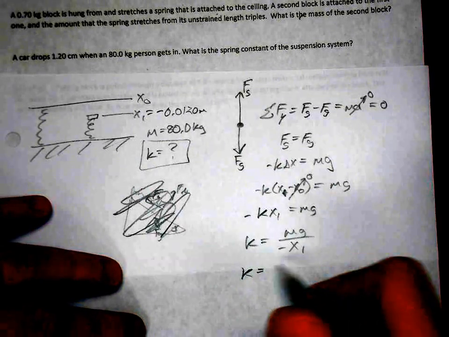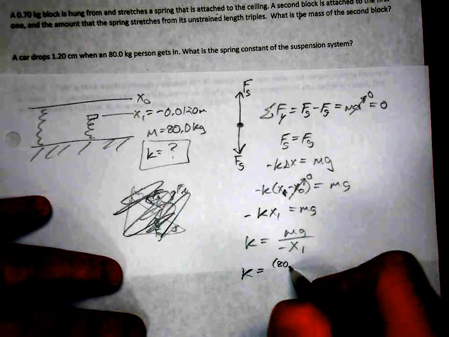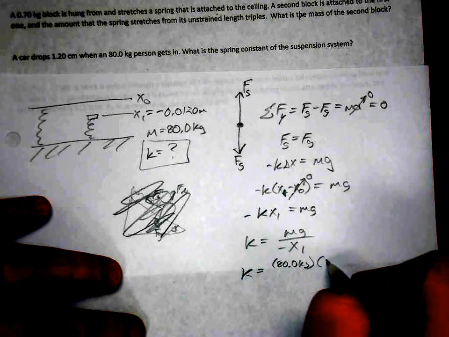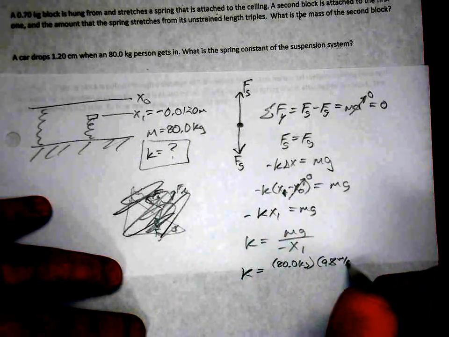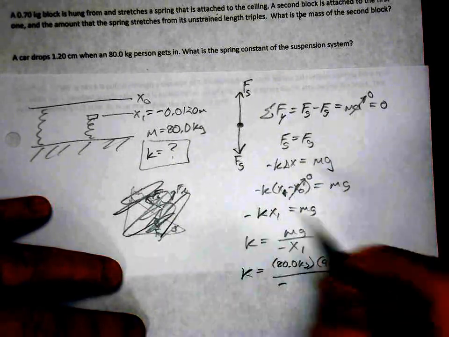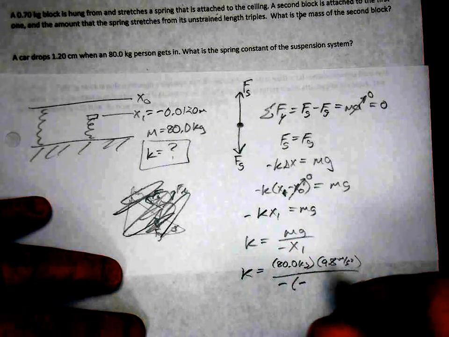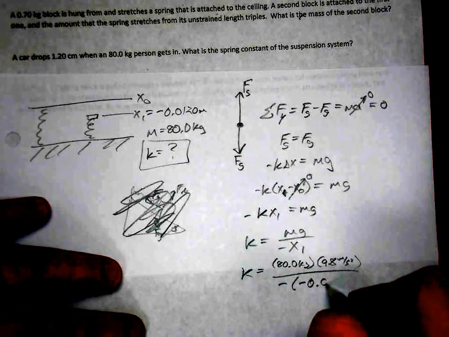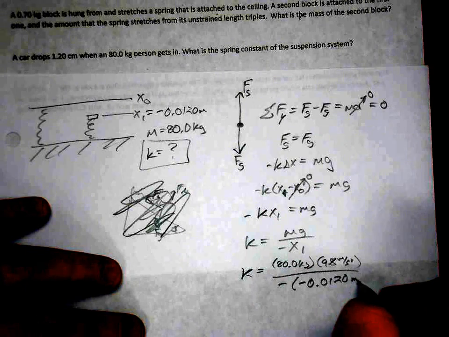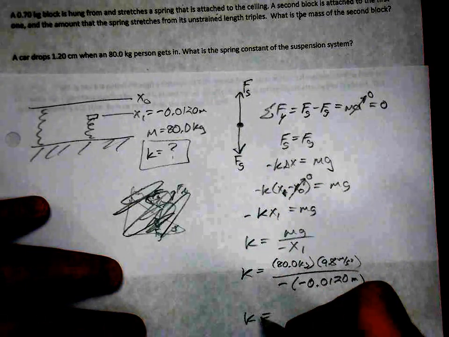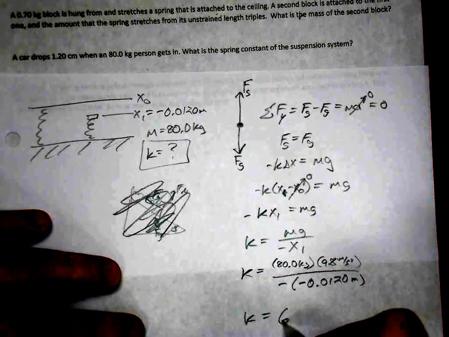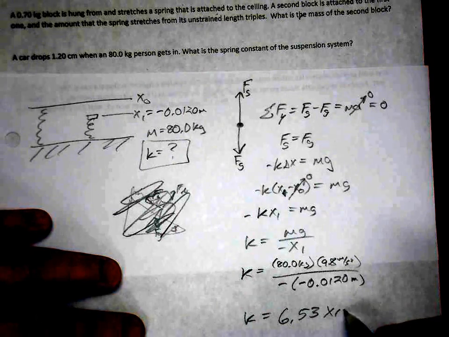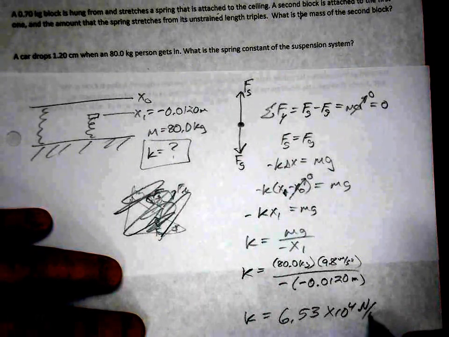Or k equals 80.0 kilograms times 9.8 meters per second squared over negative 0.0120 meters. And that equals 6.53 times 10 to the 4th newtons per meter.